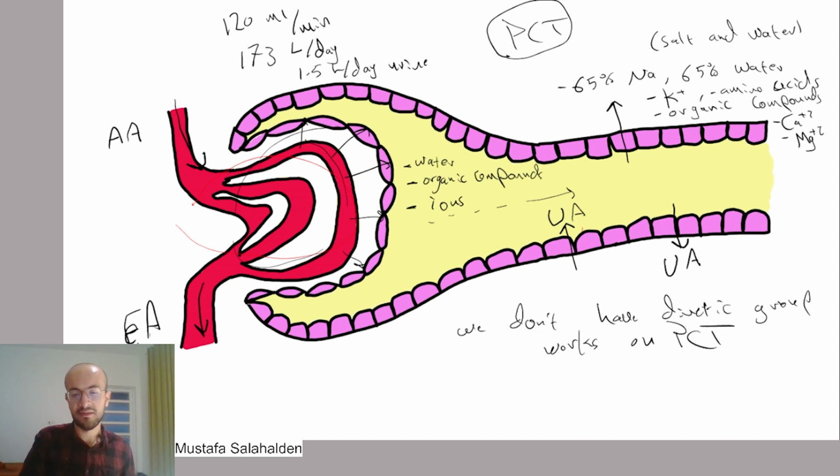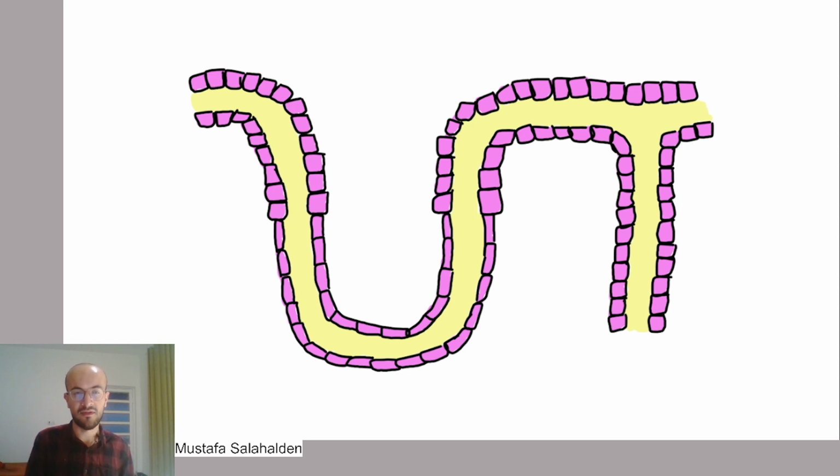Now let's move on to the loop of Henle. So the filtrate would move from the proximal convoluted tubule into the loop of Henle through here. It would move through here from the descending part, then into the ascending part here, where it undergoes reabsorption of sodium.